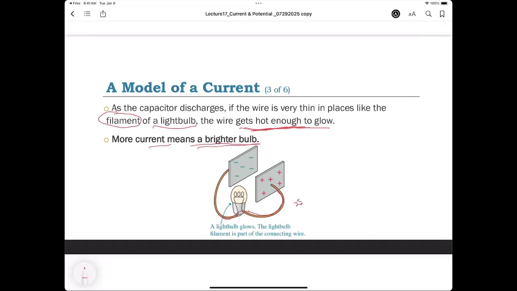So a bulb will be brighter, which means more current means a brighter bulb. I think this is easy to understand. Am I right? A light bulb glows, and the filament is part of the connecting wire. Yeah, this is part of the connecting wire.